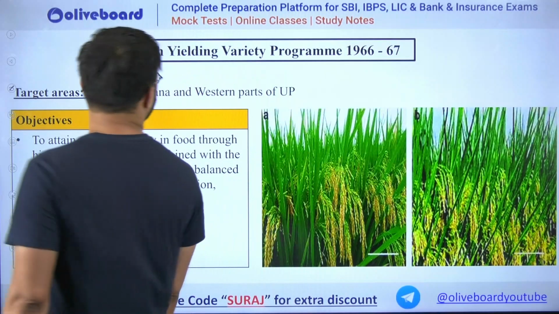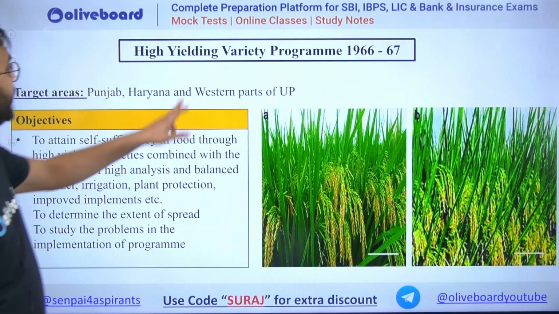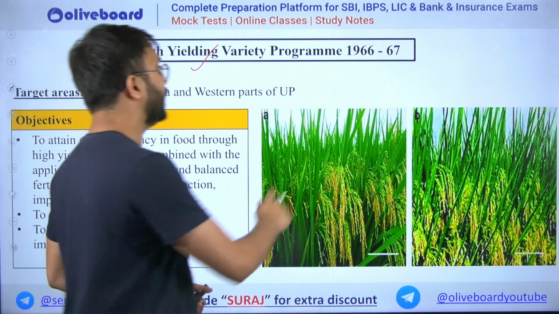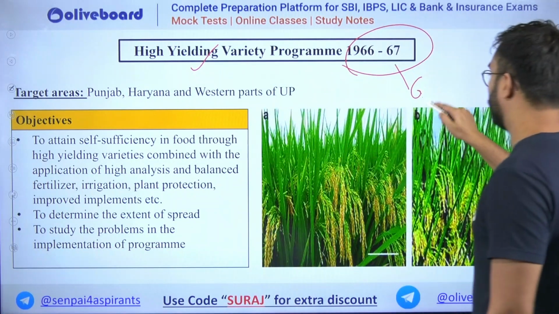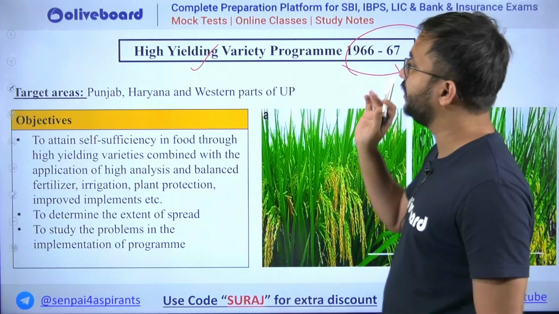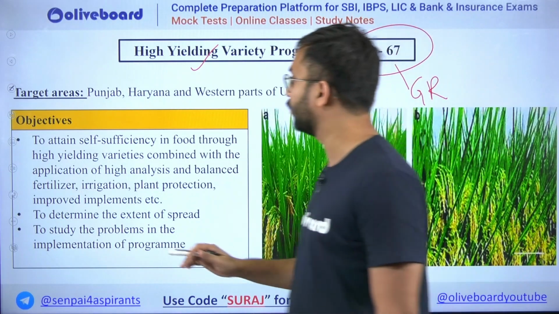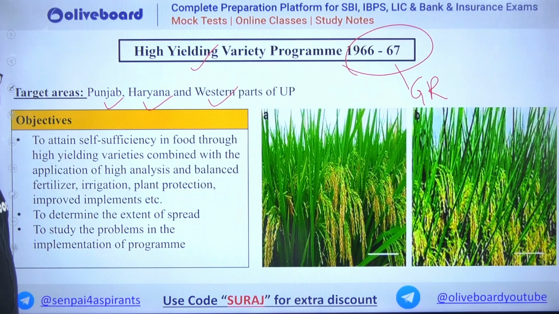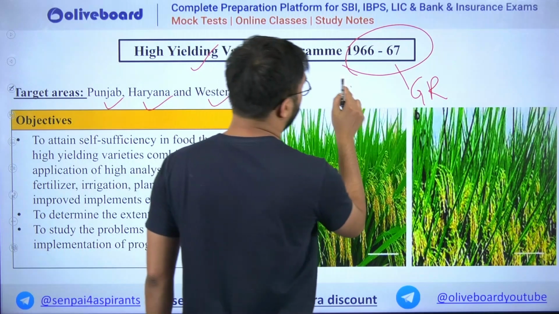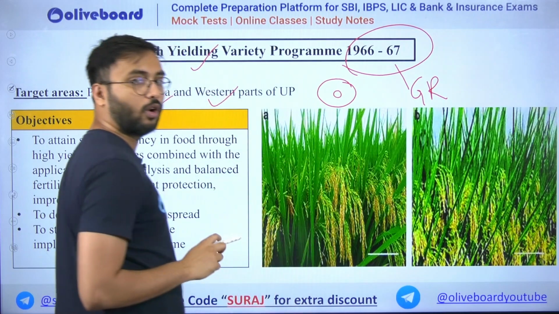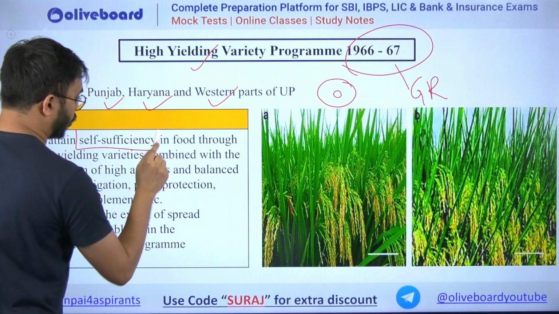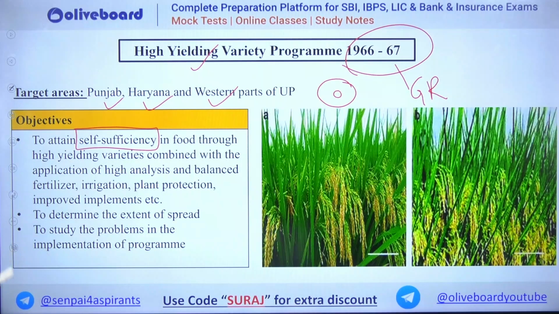Okay, then comes the High Yielding Variety Program, 1966-67. It's the same period during which the GR, Green Revolution, started. So what do you mean by the high yielding variety program? Remember this very, very carefully. Target areas are Punjab, Haryana, western parts of Uttar Pradesh. Initially, the Green Revolution started only in certain hubs of overall rice and wheat production. If you see, the main purpose was self-sufficiency in your cereal crop production or food crops production.